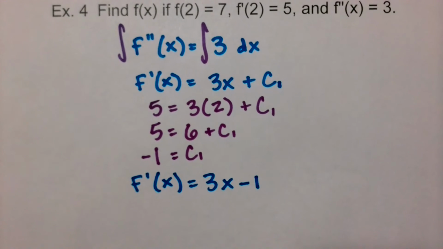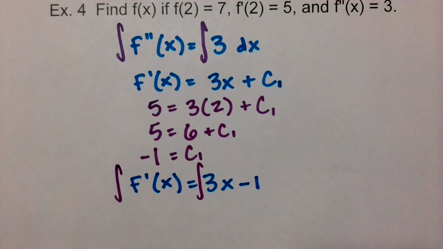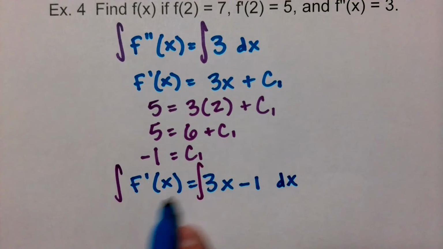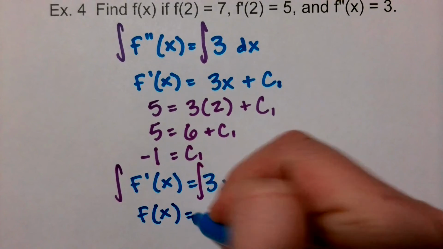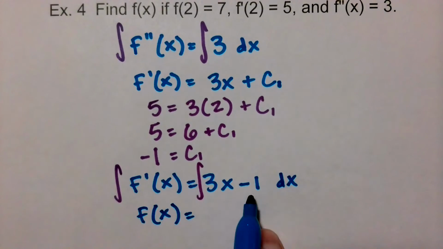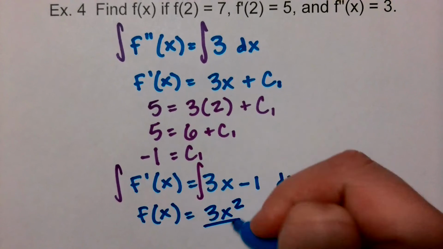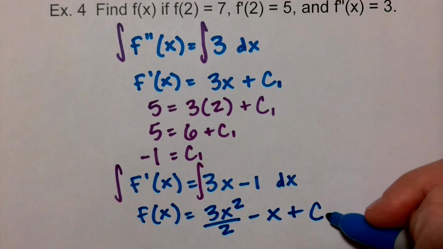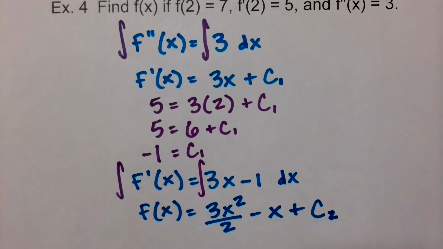And now I can integrate again so that I will have my original function. So integrating with respect to x, my integral of f prime is f. And then using my integral power rule, 3x squared divided by 2 minus x plus c. And since we already had our c sub 1, going ahead and calling this a c sub 2 is pretty normal.